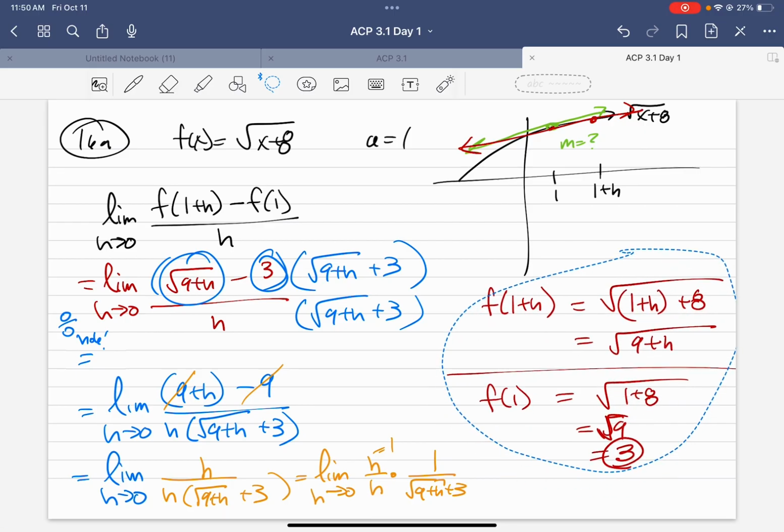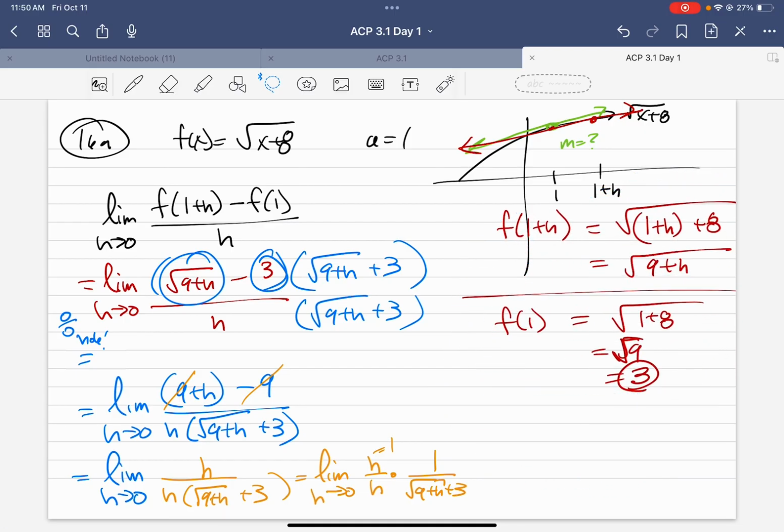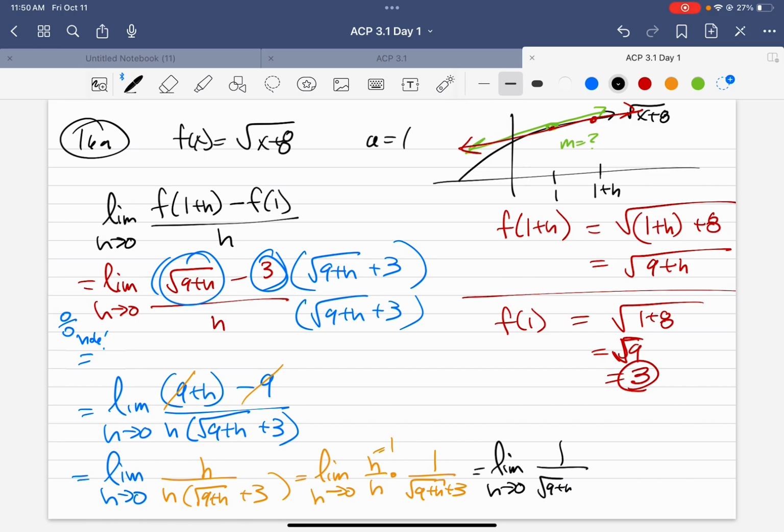And if you'll allow me to, I'm going to move that up here. I'm going to delete that. Just say, look, that's what I'm doing. So here, that's the limit as h goes to 0 of 1 over root 9 plus h plus 3. Well, as h goes to 0, you get root 9 plus 3, which is 6, so 1/6. So the slope of the tangent line is 1/6.